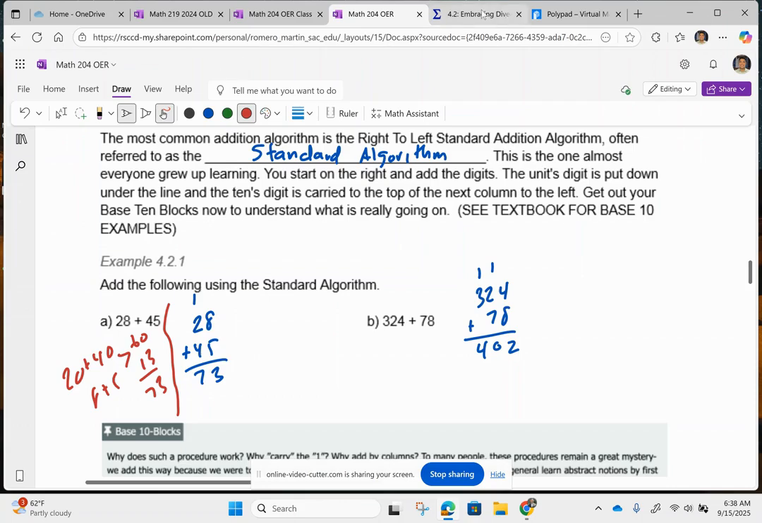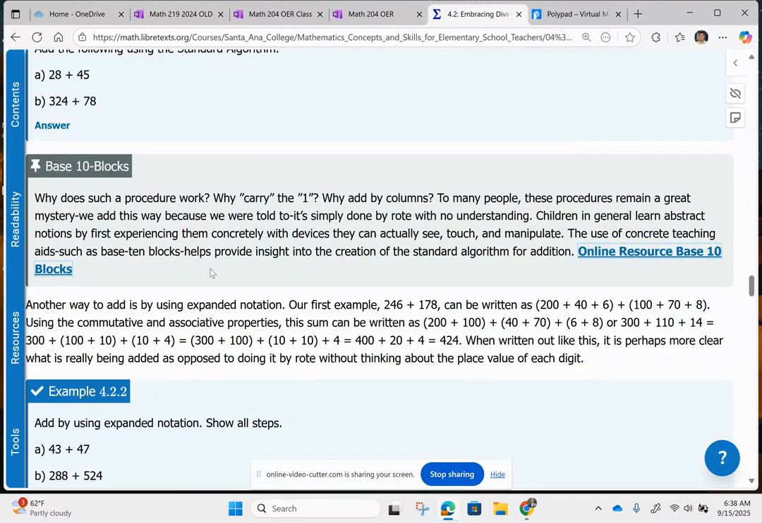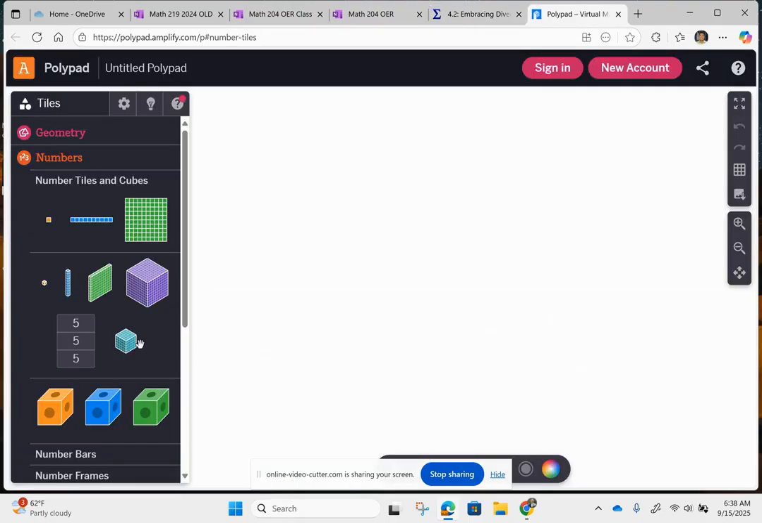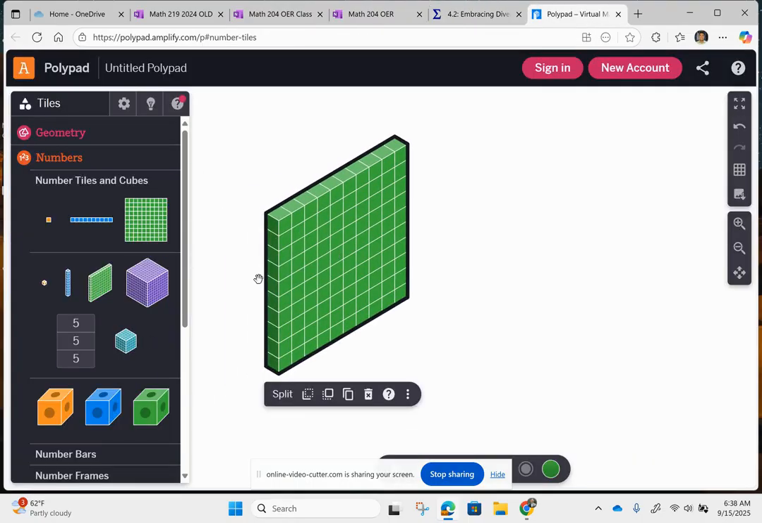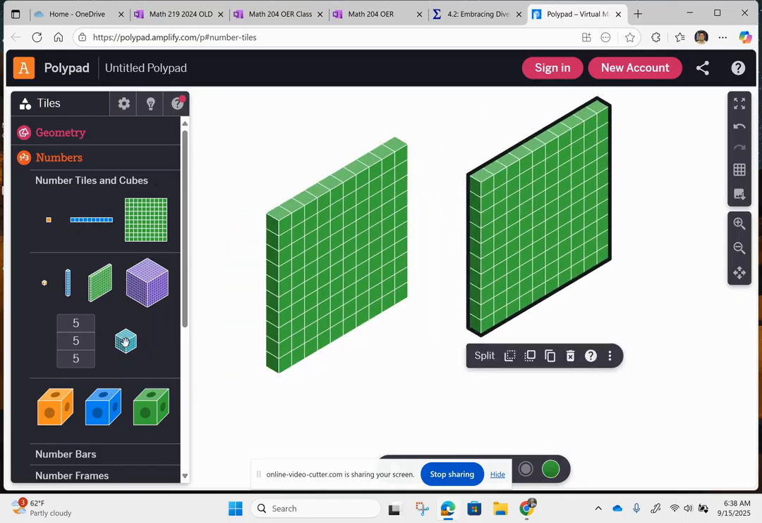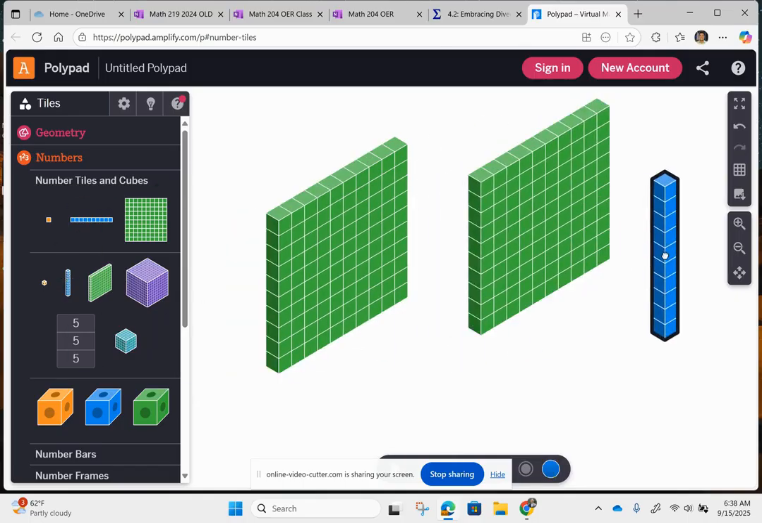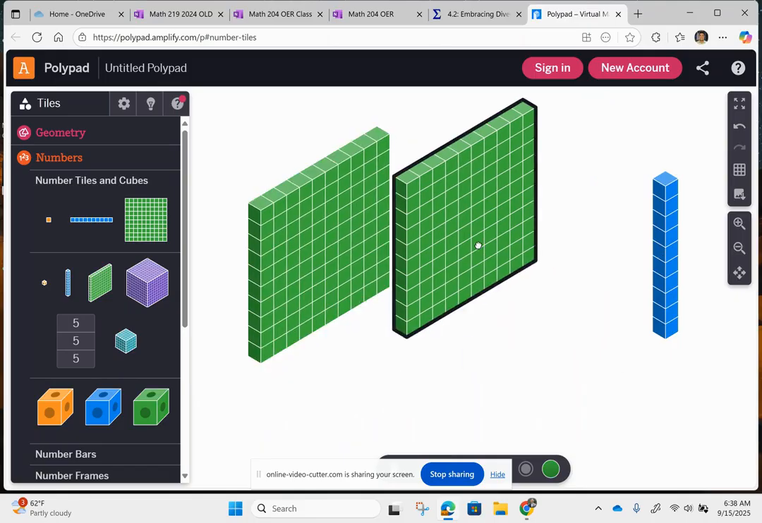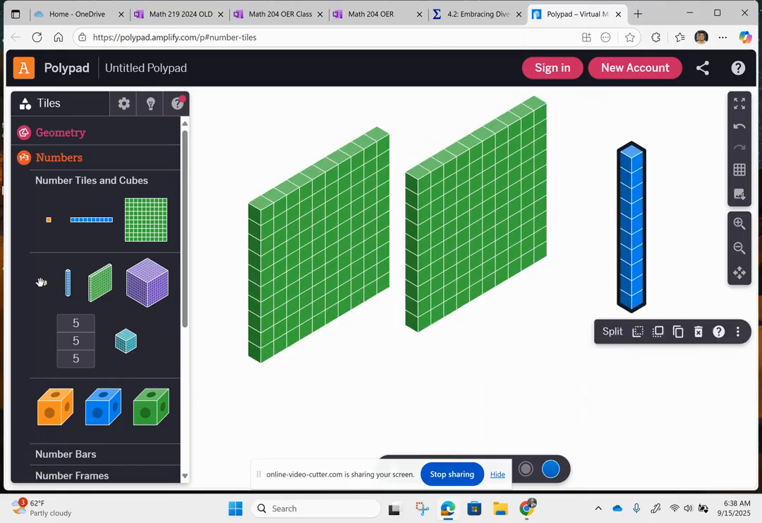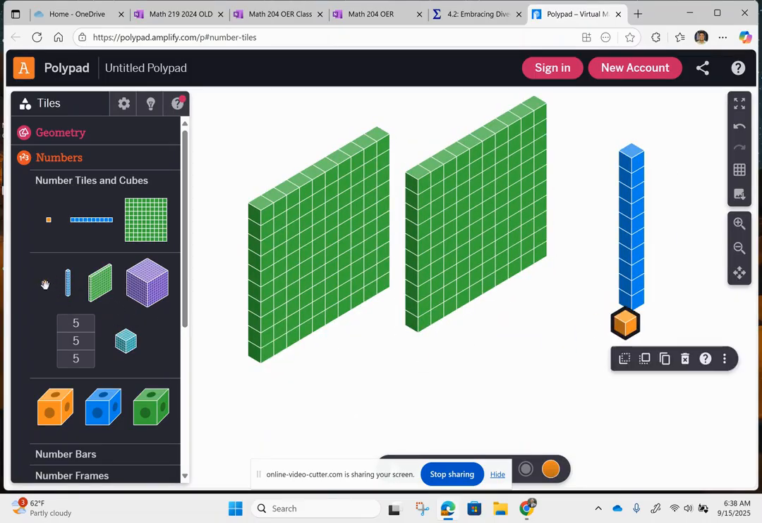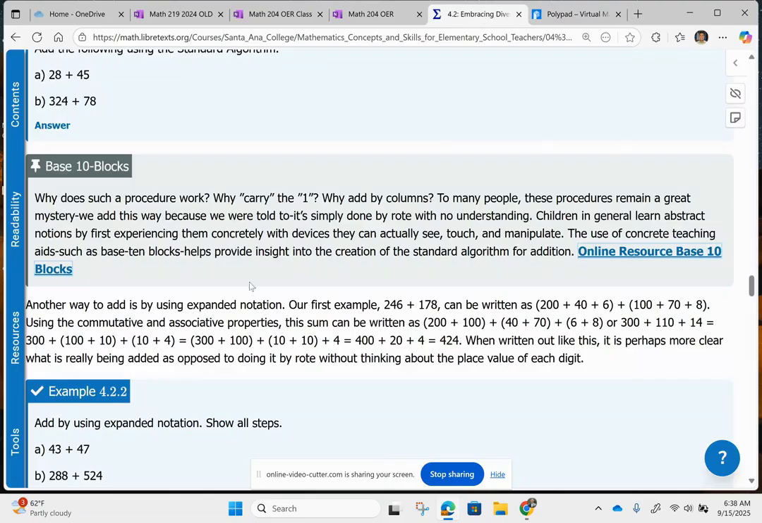If you want to look inside of what you would do in an elementary school class, you would use base 10 blocks that look like this. And then you could do those problems, right? That's 210, right? You could use base blocks. And so I have that link in the textbook here if you need it to play with it.